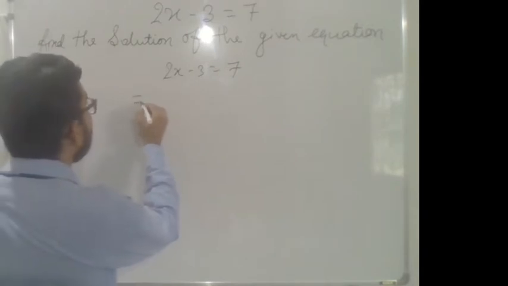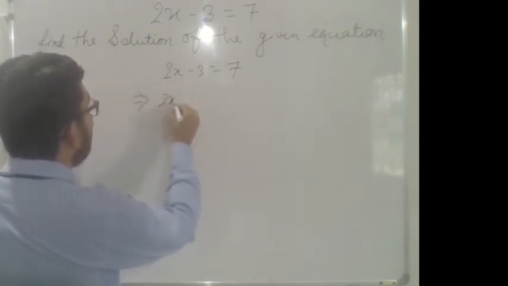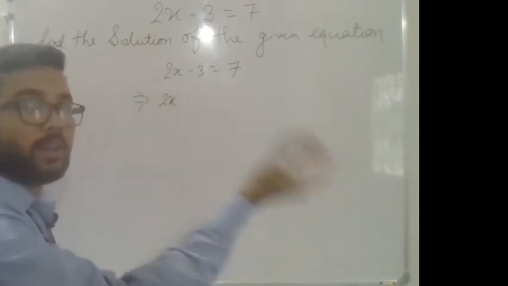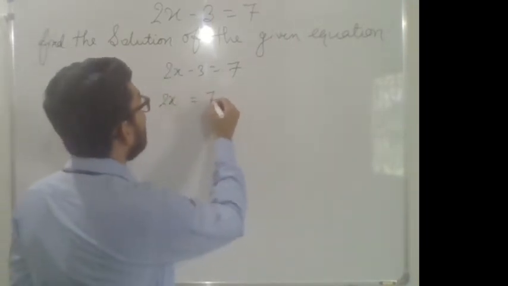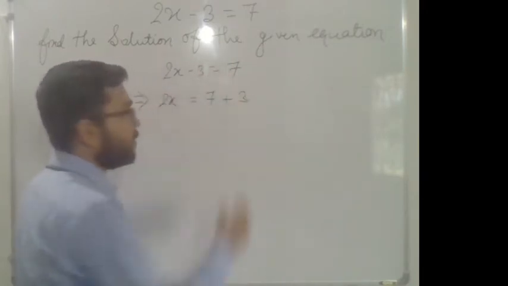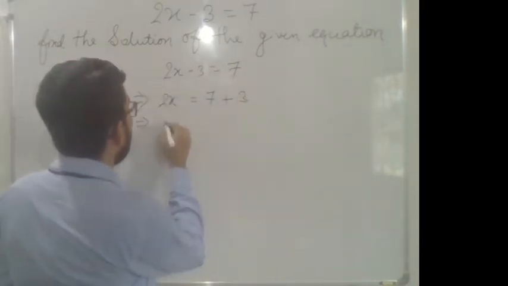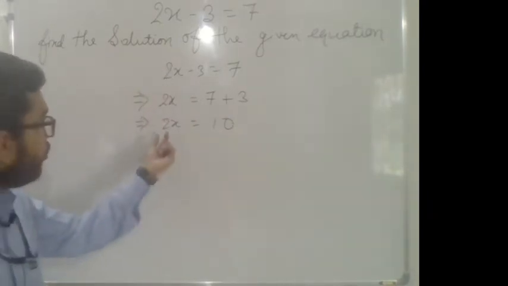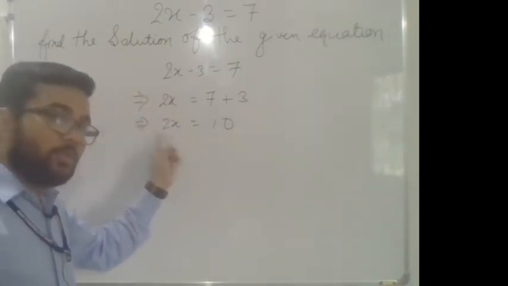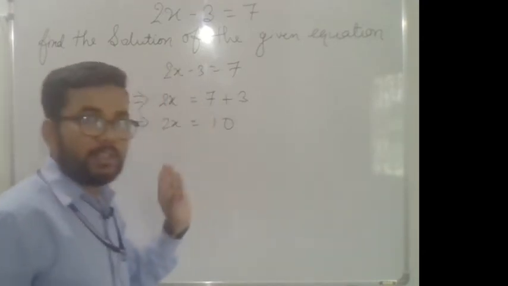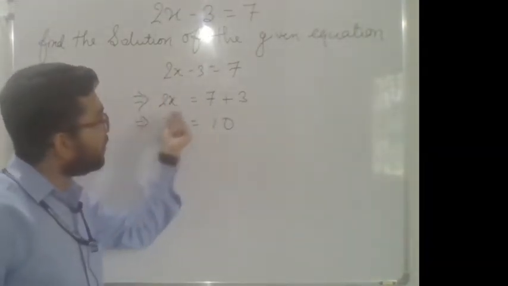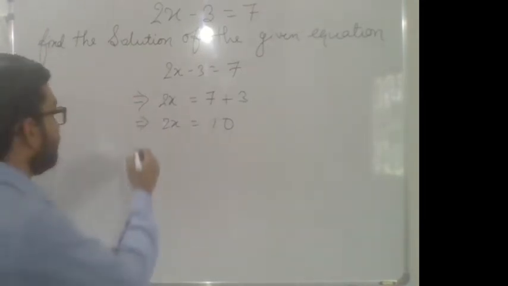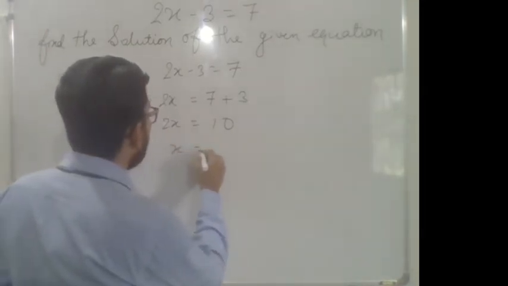So here 2x is a variable, and when minus 3 is transposed to other side, it will change the sign, it becomes plus 3. Now 2x is equal to 10. Now 2 is also a constant, so we need to transpose this 2 to other side, and when 2 is transposed to other side, it will also change the sign. Here x is equal to 10 by 2.